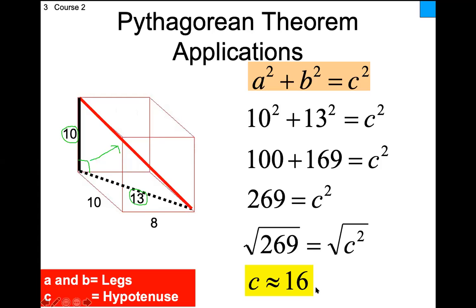And yes, as mathematicians, we are lazy when we don't put the word units. We should always put the word units.